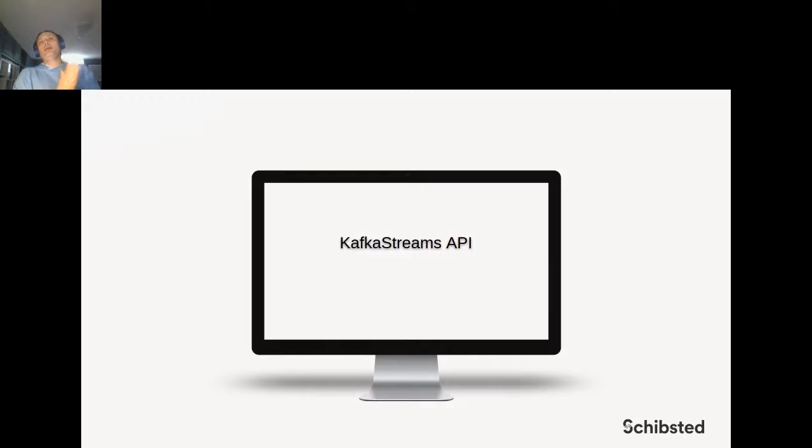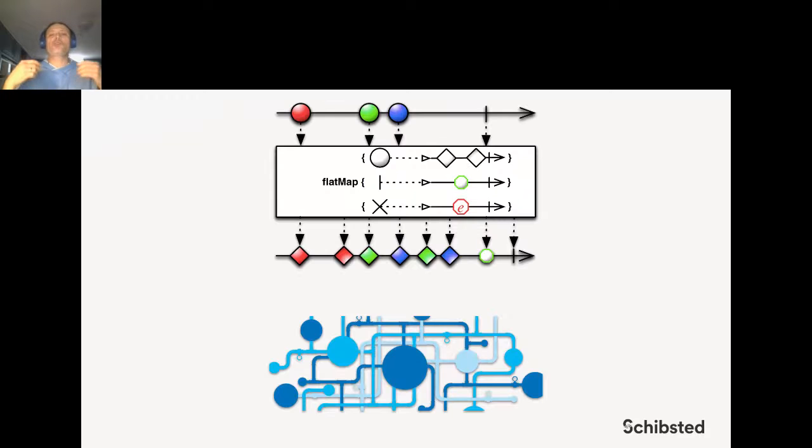Now, we have talked about the low-level API. Let's talk about what is called the Kafka Streams API. Kafka Streams is an API that is based on high-level operations. It's not based on what you're doing with the data. It's not role-based like the low-level API. This is about what you want to do with the data.